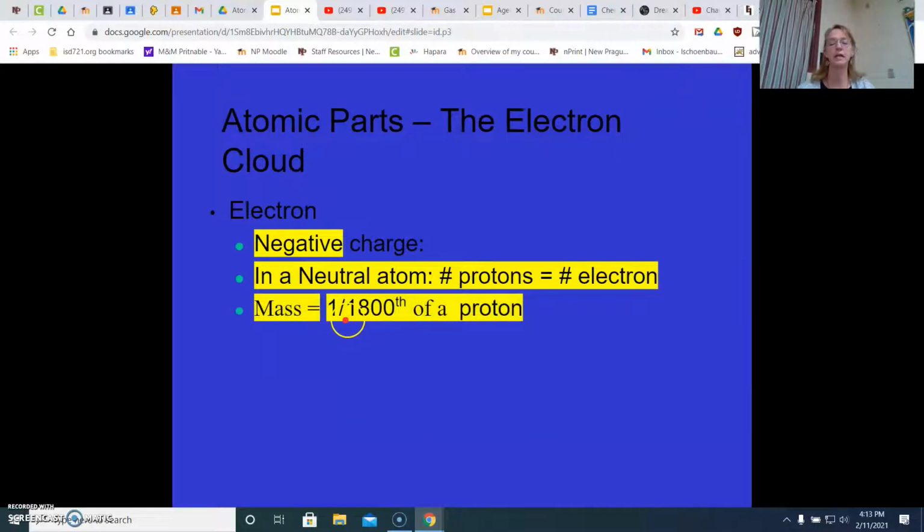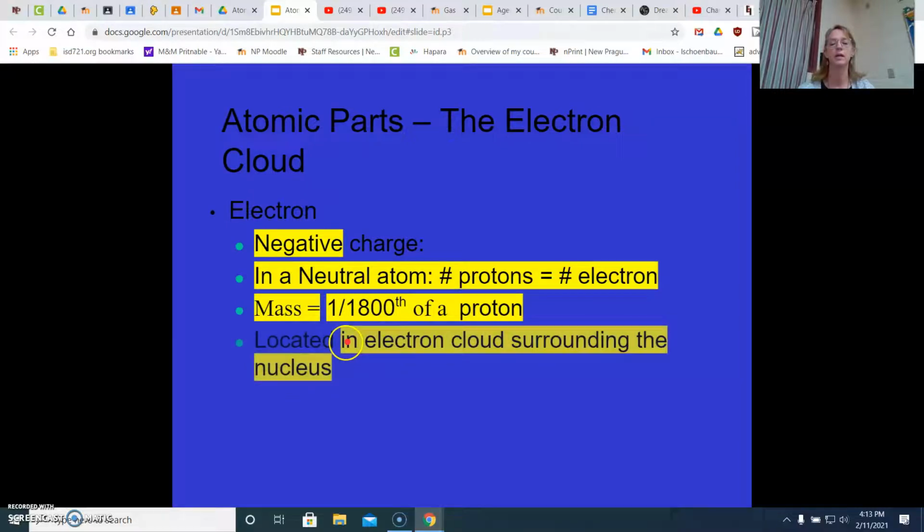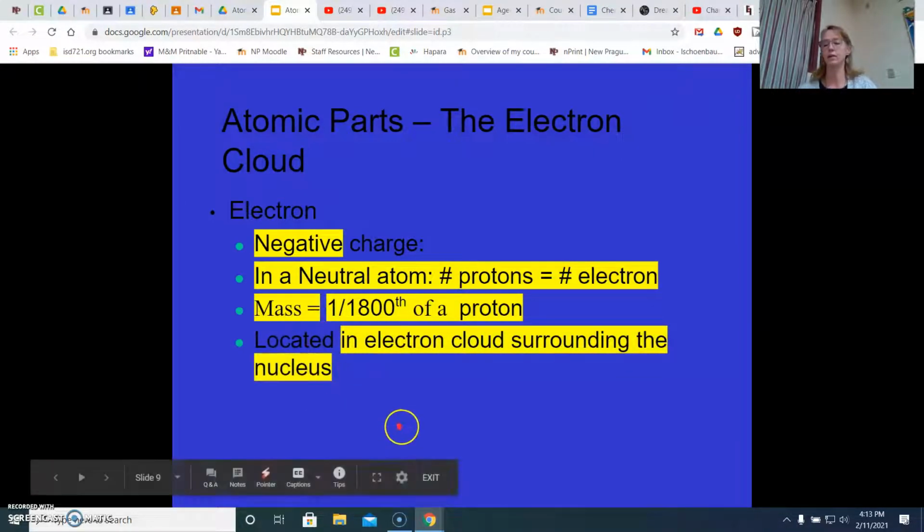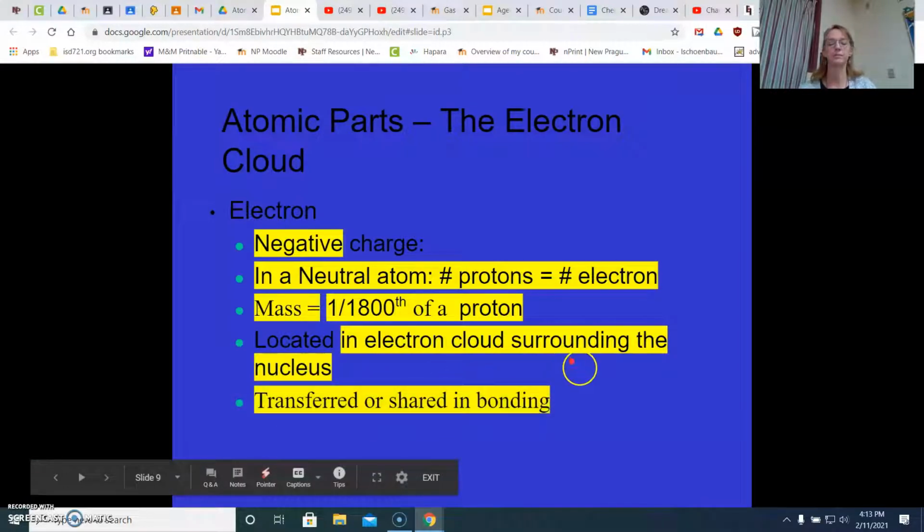Electrons are insanely tiny. It takes almost 2,000 electrons to equal the mass of 1 proton. Because of that, we basically say electrons weigh nothing, and they are located in that electron cloud. It is the electrons that do reactions. Electrons are the ones flying around.